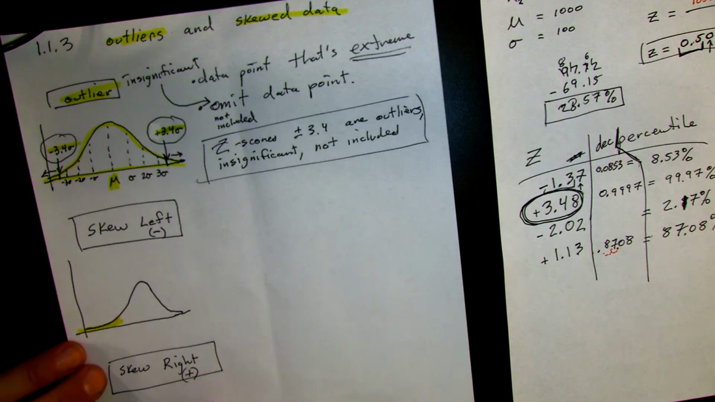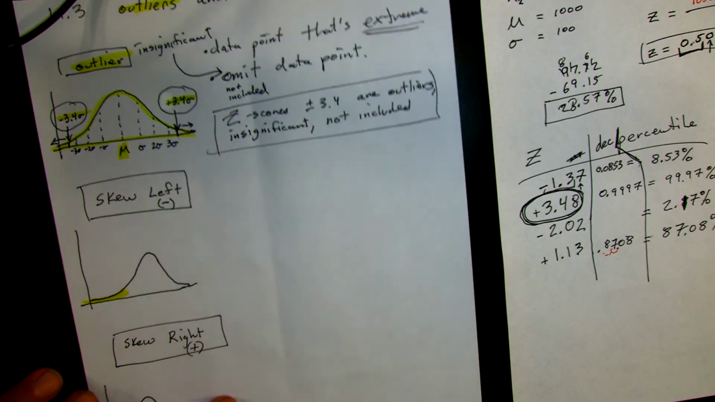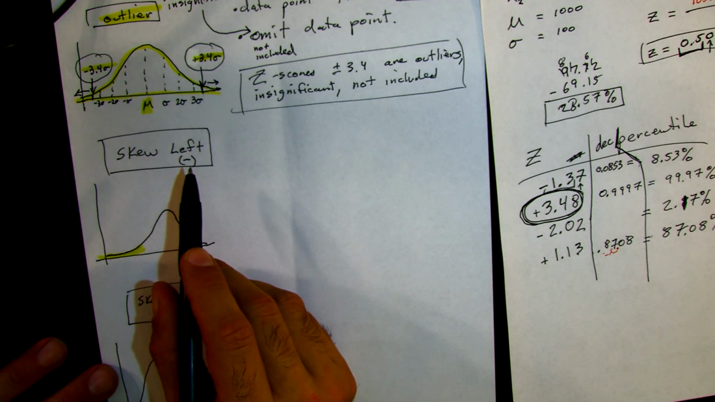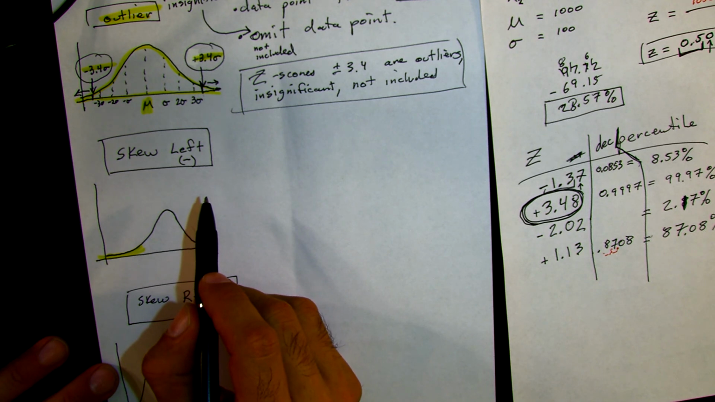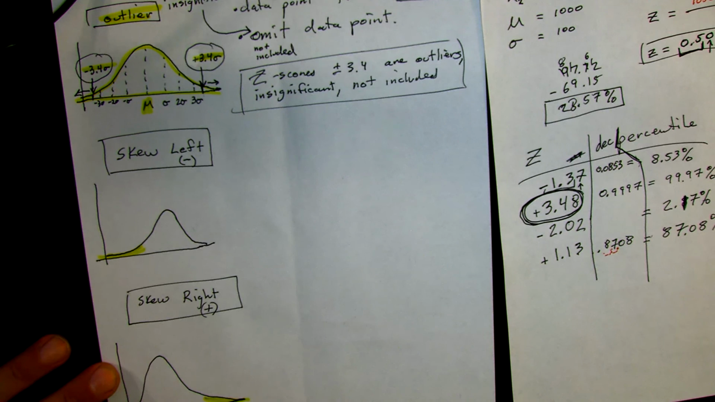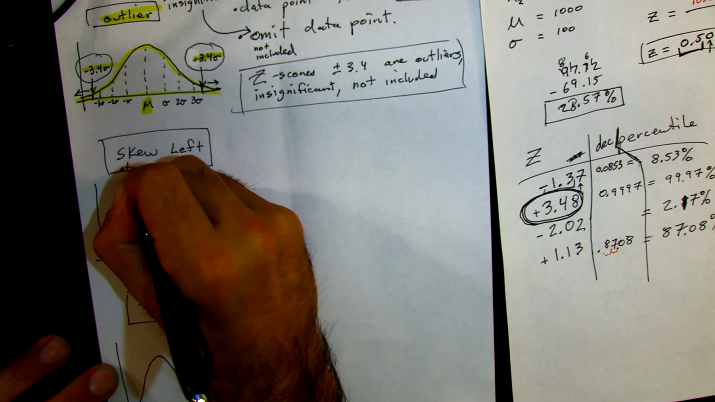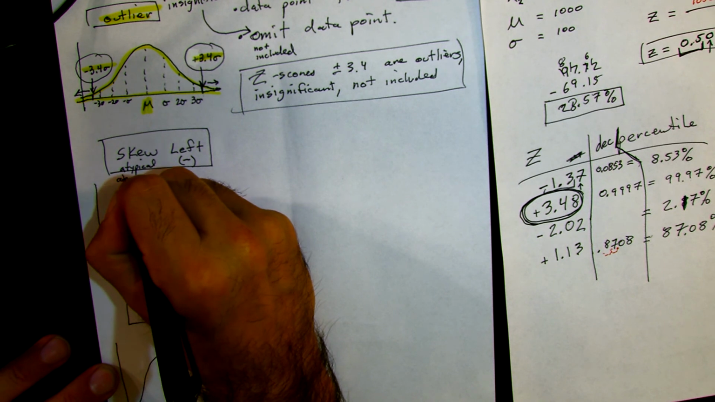All right. So this is what happens if you don't omit outliers. You end up with data that is really skewed. Skewed means it's abnormal. It's not typical. So atypical, abnormal.